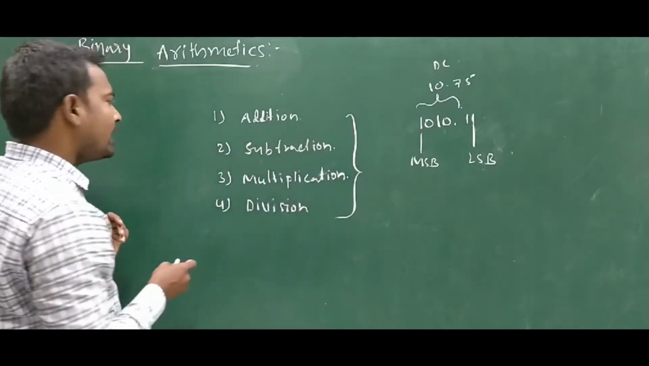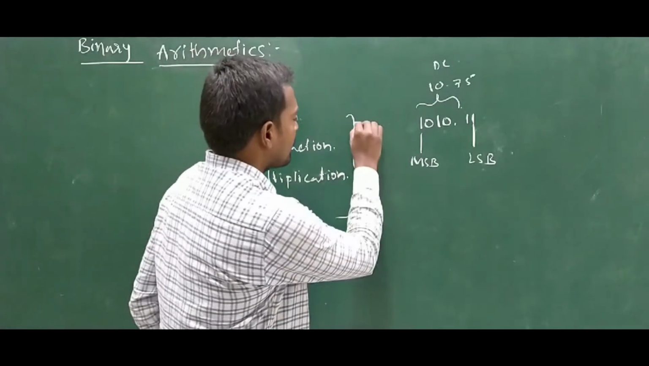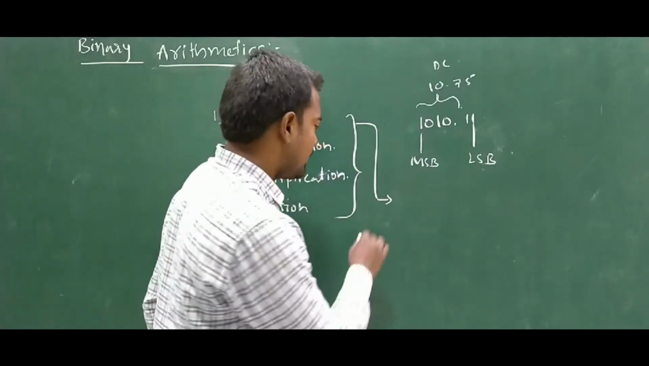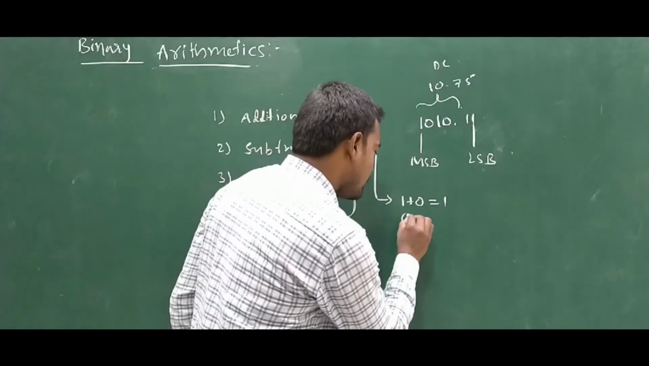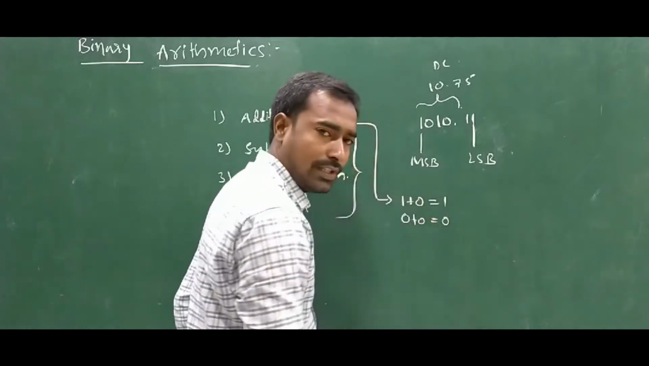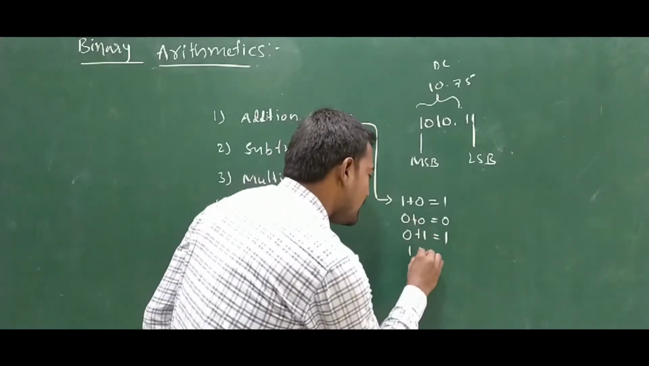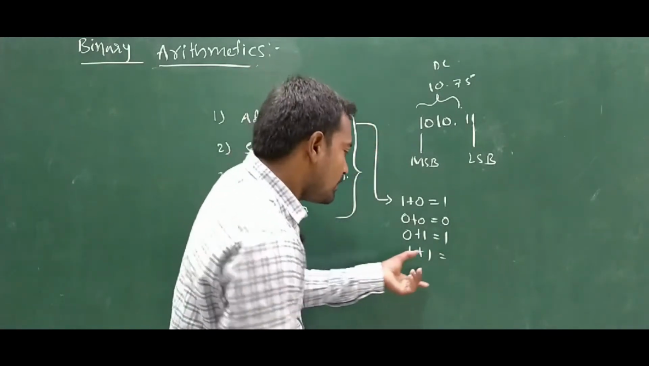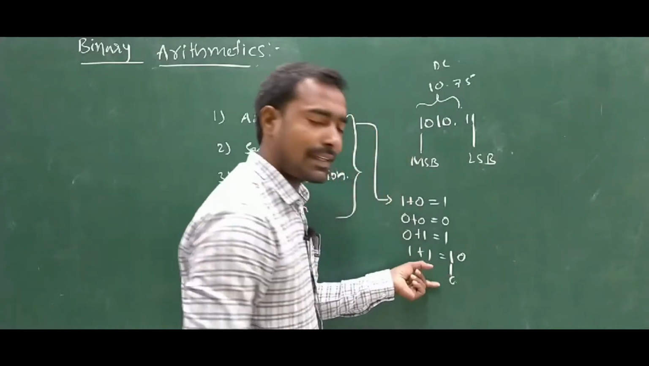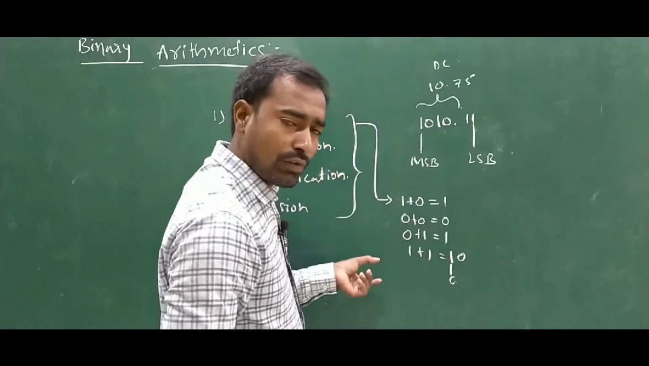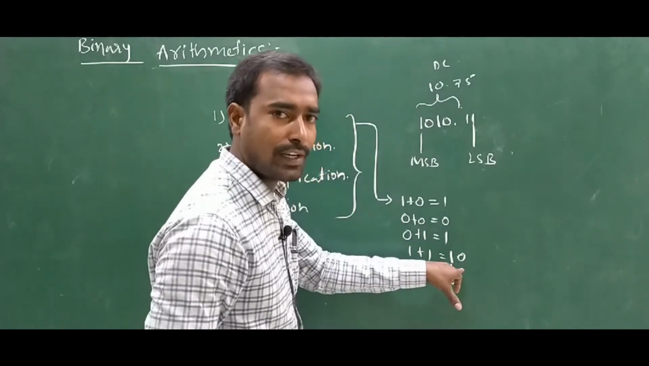Coming to the binary addition: 1 plus 0 is equal to 1, 0 plus 0 is equal to 0, 0 plus 1 is equal to 1, and 1 plus 1 is equal to 0, and a carry will be generated. This is called the carry, which means it is carried forward to the next digit, and that is treated as the most significant bit.